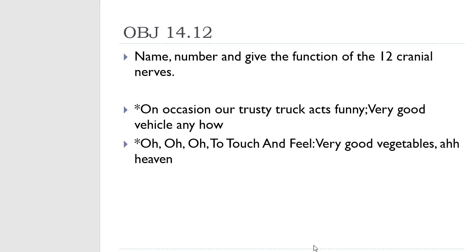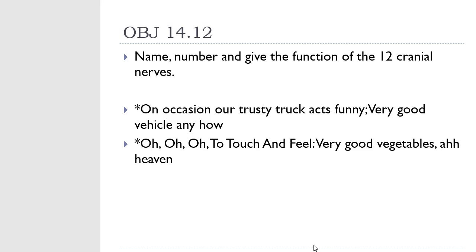Now, the cranial nerves, we have to learn all 12 and what they do. So, there are some ways that people use mnemonics to make sure that they can remember the order. I always use OOO to touch and feel very good vegetables. Heaven. Someone else used on occasion our trusty truck acts funny. Very good vehicle, anyhow. So you can go on Wikipedia, Google, and find all types of mnemonics to remember them.